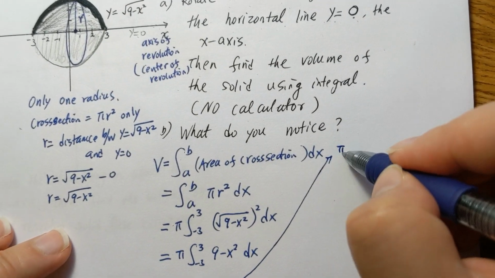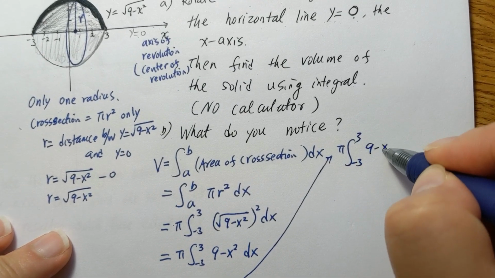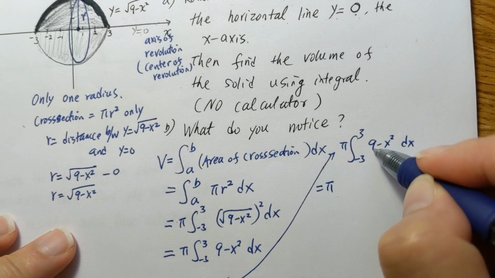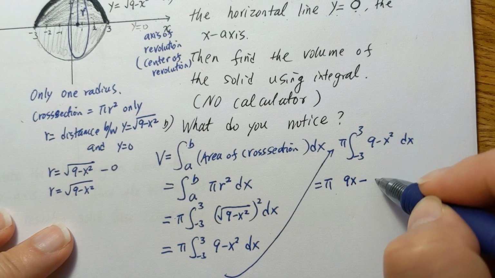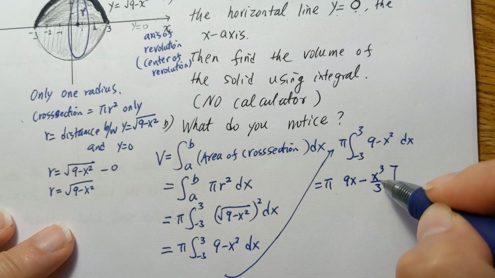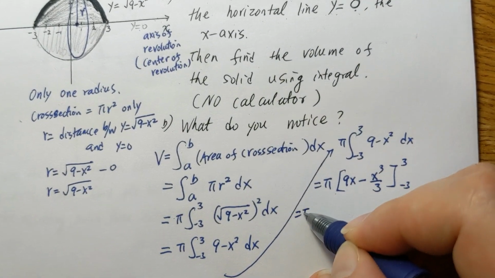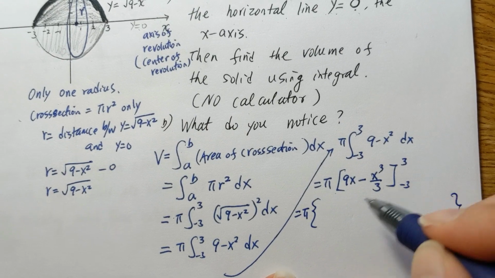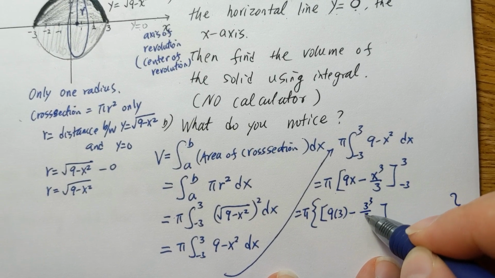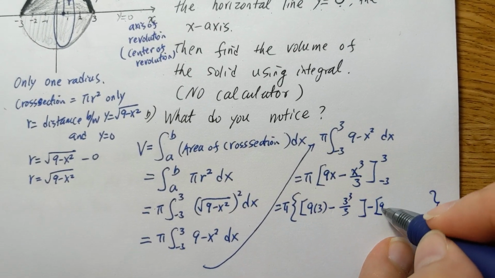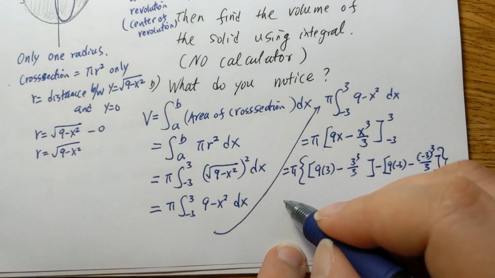Okay, so I'm going to do pi times the integral of 9 minus x squared. Let me copy it over to make it easier for you to see the integration. So pi stays the same. The antiderivative for 9 is 9x, and then you minus x cubed over 3, bracket negative 3 to 3. Now we're going to do substitution. 9 times 3 minus 3 cubed over 3 minus, okay, so you get 9 times negative 3 minus negative 3 to the third power over 3. Okay, now we just simplify.